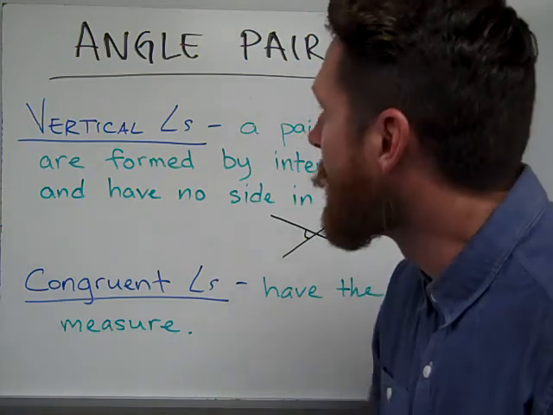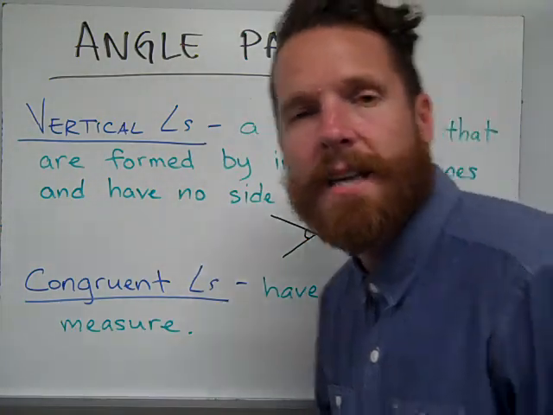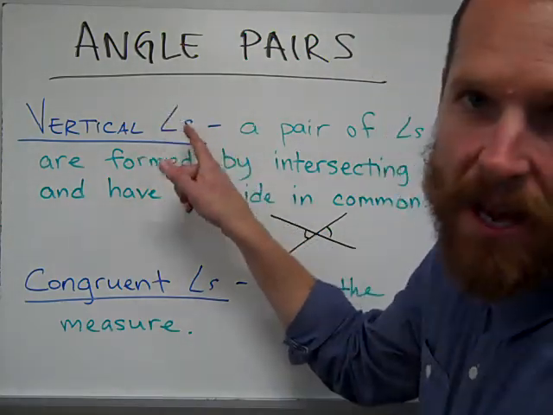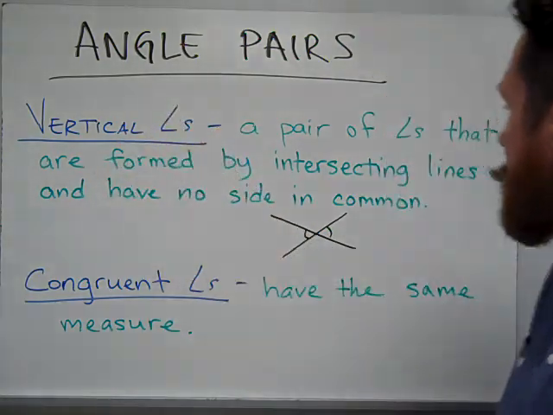Alright, today we're going to be talking about angle pairs. So we've got some definitions to define. The first one is this little symbol right here, which is going to stand for angles. So we have vertical angles.